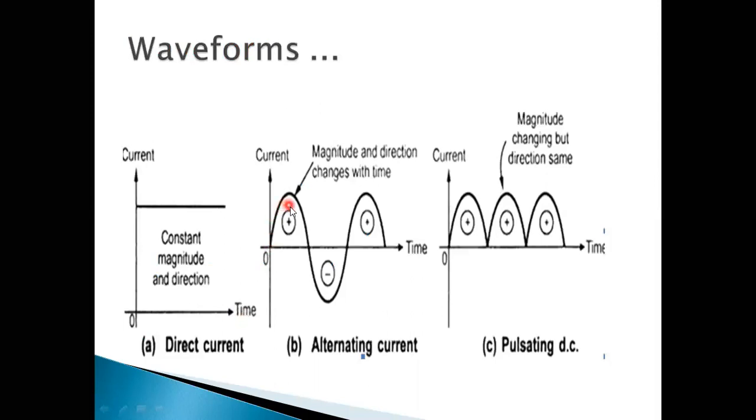And if you observe the second waveform, positive cycle, negative cycle, it's changing the magnitude and thereafter direction also throughout the time. These types of waveforms are nothing but alternating current waveforms. And in the third waveform, there is a repetition of only positive cycles. Magnitude is changing, but the direction is the same throughout with respect to time. This one is nothing but pulsating DC.